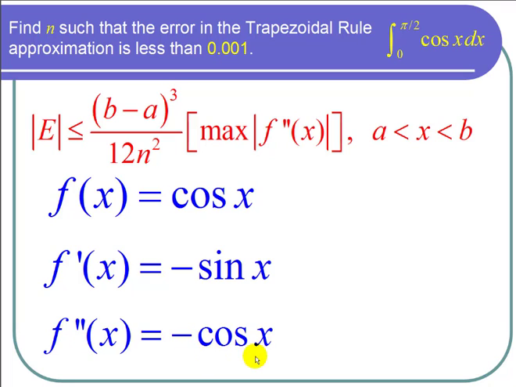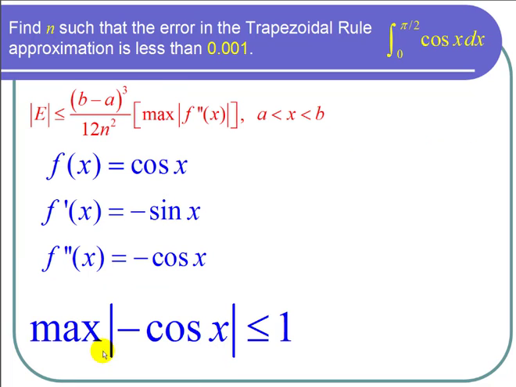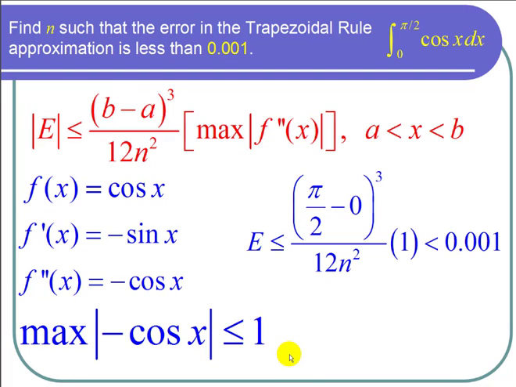And the key is the cosine of x always lies between -1 and 1. So in absolute value, the cosine of x is never bigger than 1. So we could say that the maximum of negative the cosine of x is less than or equal to 1. So now we could plug everything in.